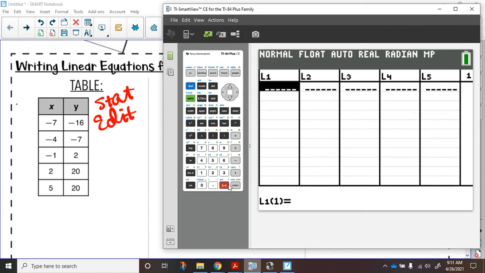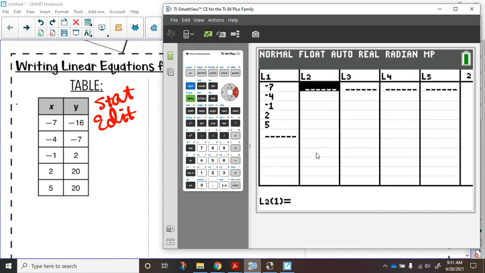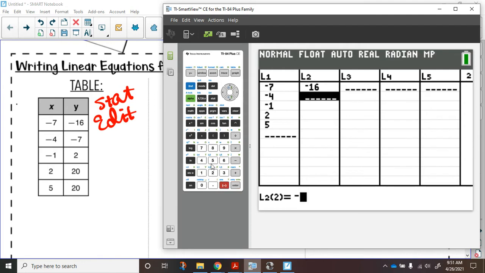So I have -7, -4, -1, 2, and 5 for my x's. And each time I'm typing in these numbers, I'm pressing enter afterwards. So I have -16, enter, -7, 2, 20, and 20.